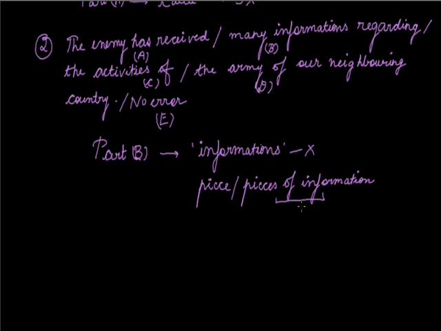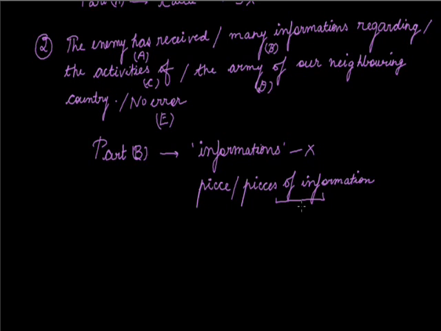If I give an example, many pieces of information were given to me is absolutely correct. But if I say many informations were given to me, it is absolutely incorrect. This must be much information regarding the activities of the army of our neighboring country. The enemy has received much information, not many informations, or many pieces of information you may use.